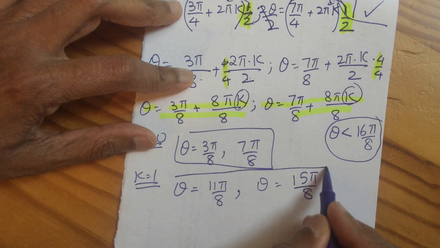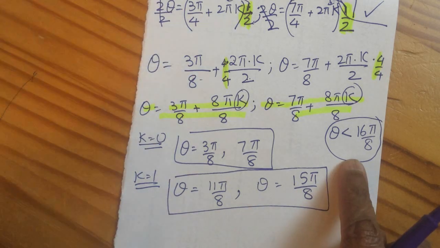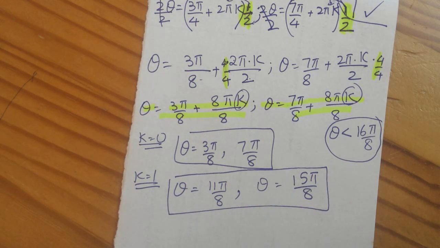And I think this is a good place for me to stop, because I know if I go any higher, it is going to be greater than 16 pi. So now I have 4 solutions. Okay, so we will stop now, and the next video will solve the next 2 problems. And please watch that.